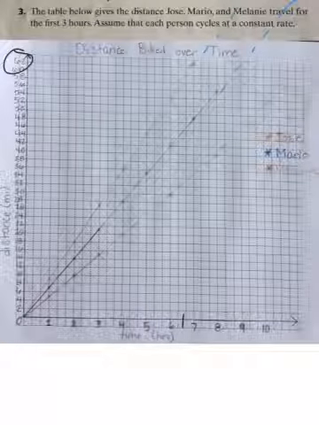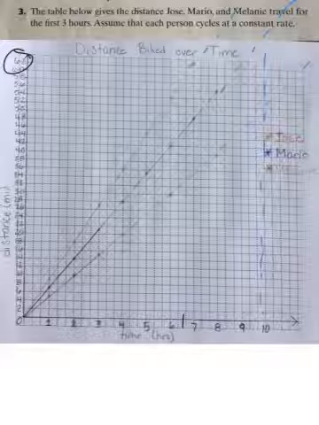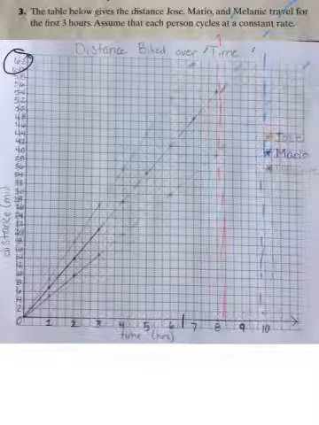my 70-mile mark. For Jose, that meant that it would take him about 13 1/3 hours to ride 70 miles. For Mario, it would have taken him roughly 10 hours, as I took this line, followed it down to my hours axis, and it lined up with the 10. For Melanie, it would take her about 8 1/4 hours, as I took this line, traced it down to the hours, and it lined up with about 8 1/4.